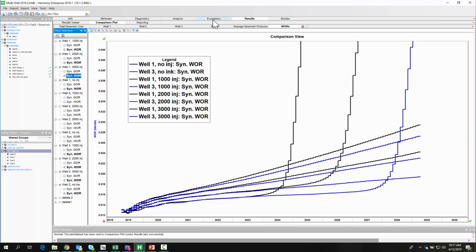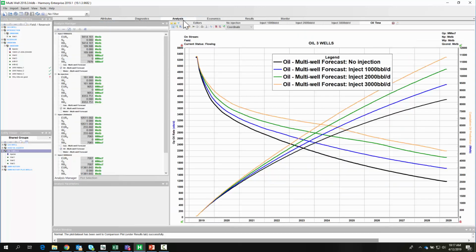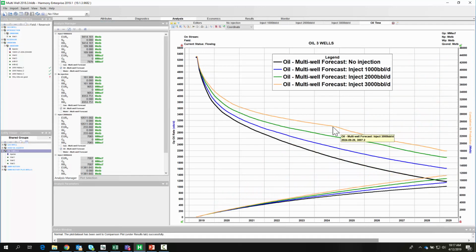And that's kind of explaining why I see my oil forecast in orange kind of dipping down here in the case where I'm injecting 3,000 barrels per day. Again, this is something that has taken only a few minutes to do and set up, and already we're starting to get an idea for these sensitivities and our expectations.